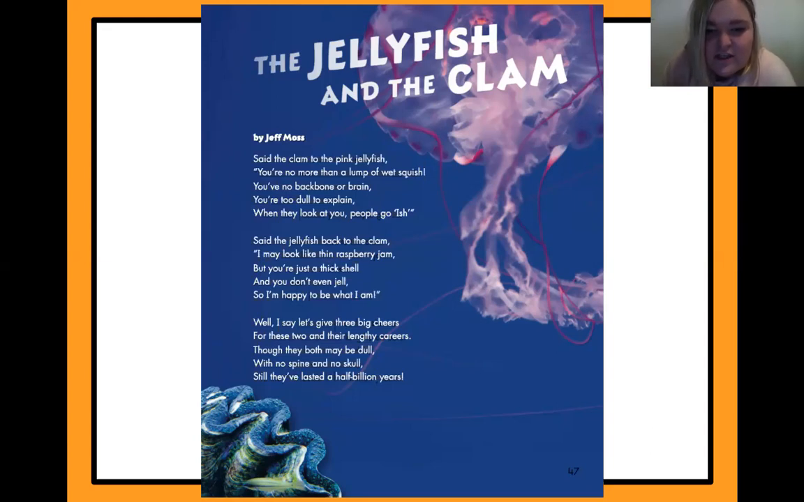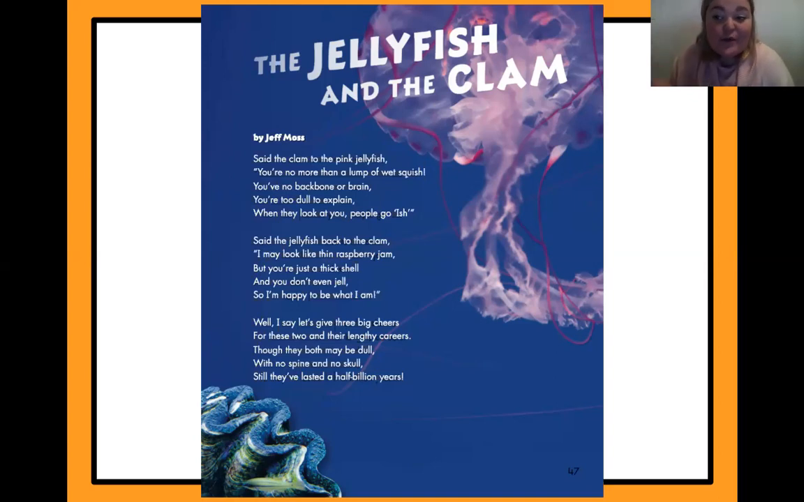Said the jellyfish back to the clam, "I may look like thin raspberry jam, but you're just a thick shell, and you don't even gel. So I'm happy to be what I am." Well, I say let's give 3 big cheers for these two and their lengthy careers. Though they both may be dull, with no spine and no skull, still they've lasted 500 million years.